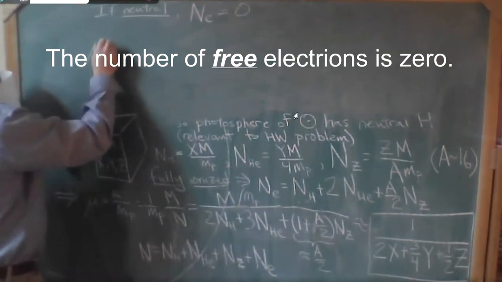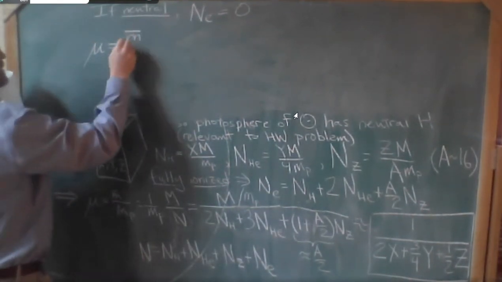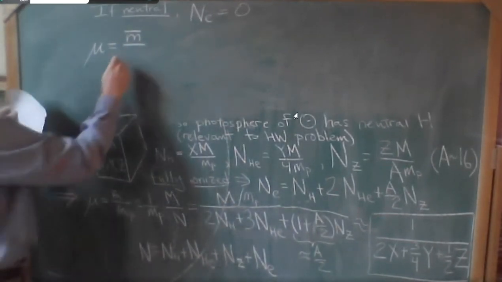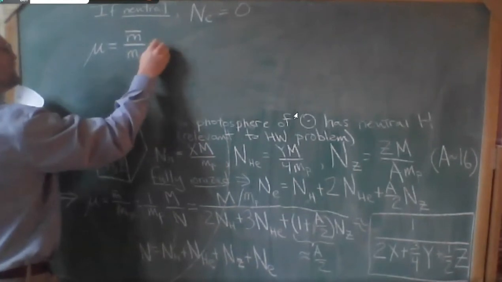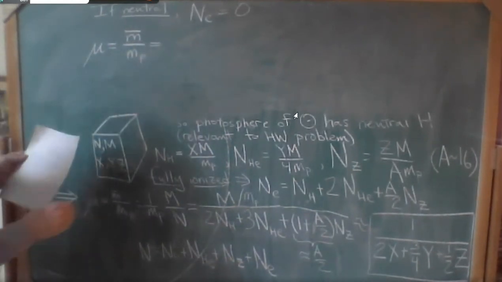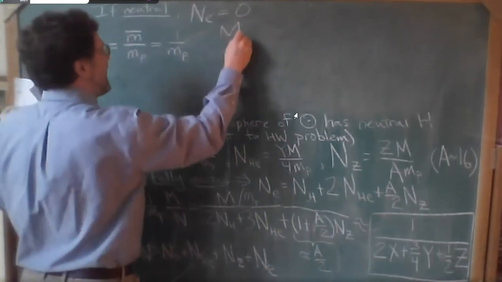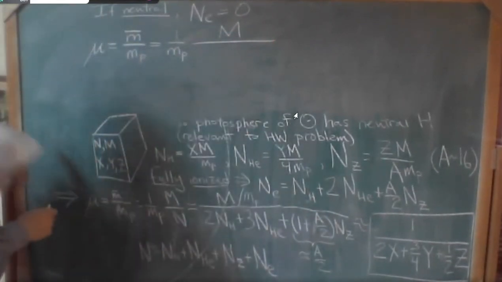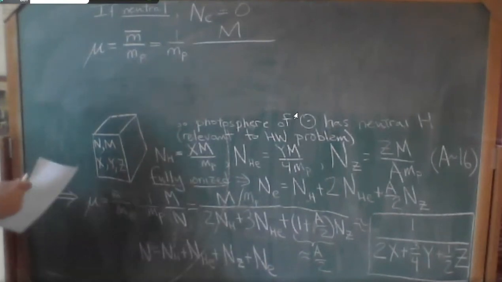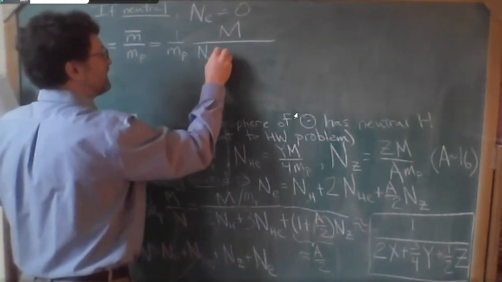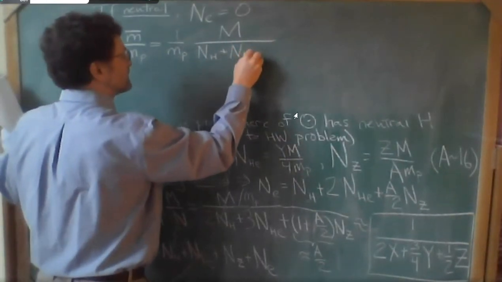So if we want to calculate the mean molecular mass, or mean molecular weight, it's m bar over m_p as before. That's how mu is defined. And there's the 1 over m_p. The average mass of a particle now is the total mass in the box divided by the total number of things in the box.